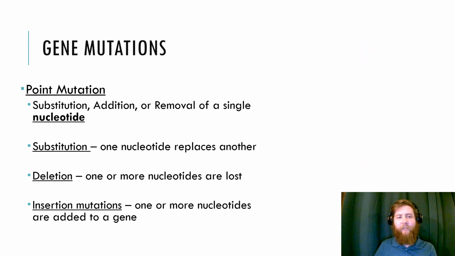All right, gene mutations. These are ones where we have a point mutation, where it's the substitution, addition, or removal of a single nucleotide. And in a substitution, one nucleotide replaces another. So an A could be turned to a C, or a T could be turned to a G. In deletion, one or more nucleotides are lost or removed from the sequence. And in an insertion, one or more nucleotides are added to a gene.